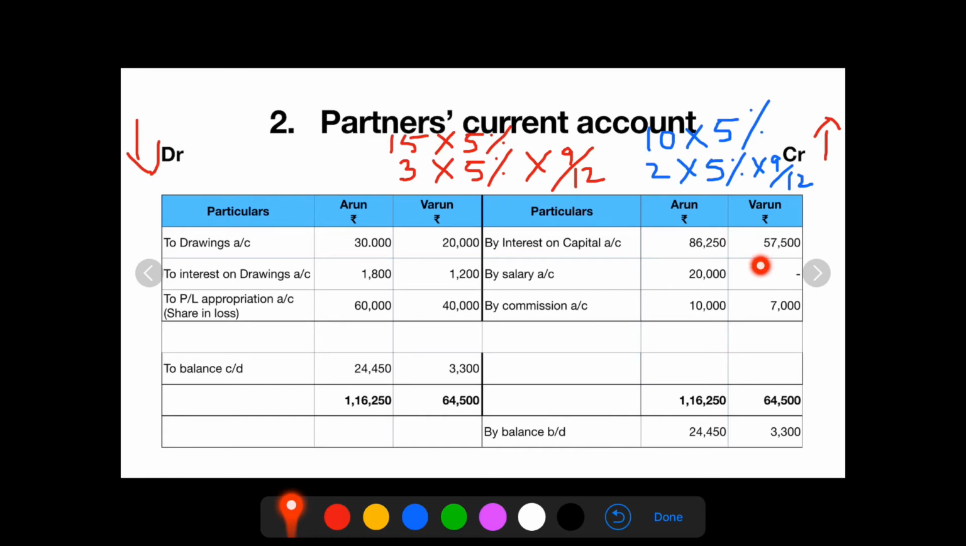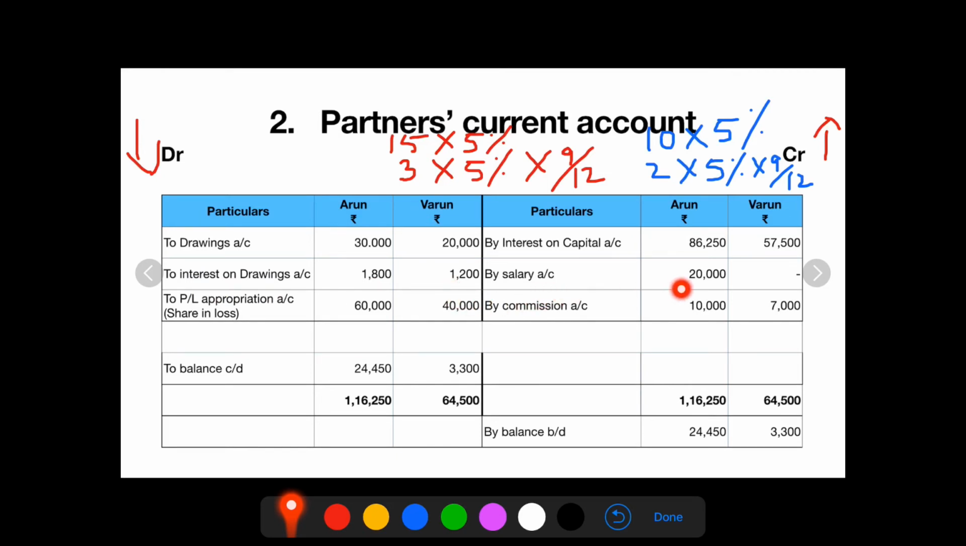Next information. Drawings. So drawings during the year is 30,000 and 20,000. Interest on drawings 1,800, 1,200. Why is it on the debit side? Drawings is the amount being withdrawn, and drawings is recorded on the debit side because we assume that the drawings are made from profits and not from capital. I'll repeat it. It is assumed that drawings are made from profit and not from capital. So therefore we are recording it in partners current account.